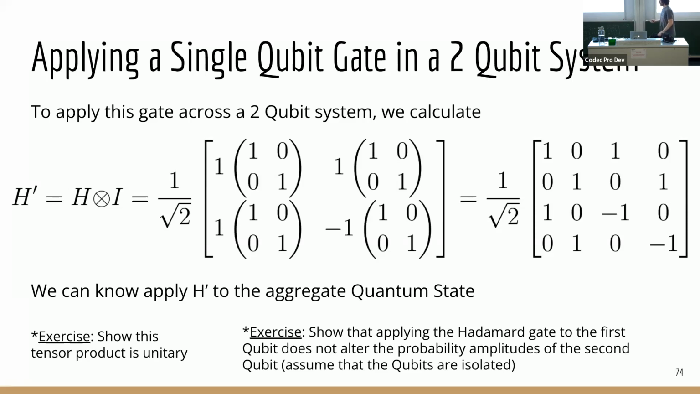And something a little more involved is to show that if you are applying a Hadamard gate to only the first qubit in a 2-qubit system, that you can use this trick of the matrix tensor product conversion, and this will have no effect on the probability amplitudes of the second qubit, provided that these qubits are isolated, and you can write the aggregate state as a tensor product.